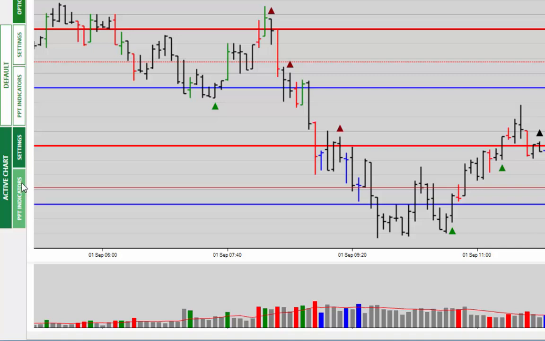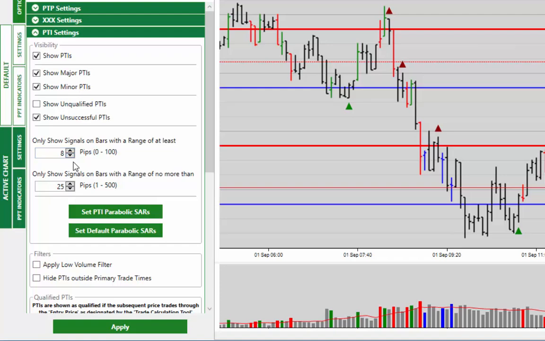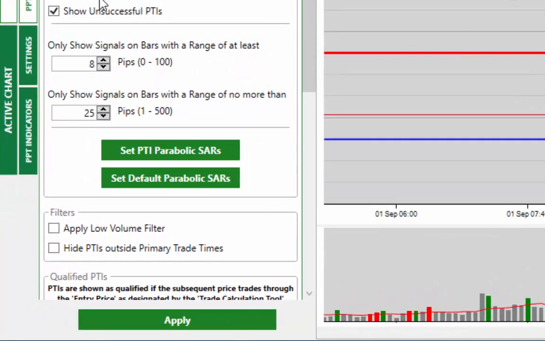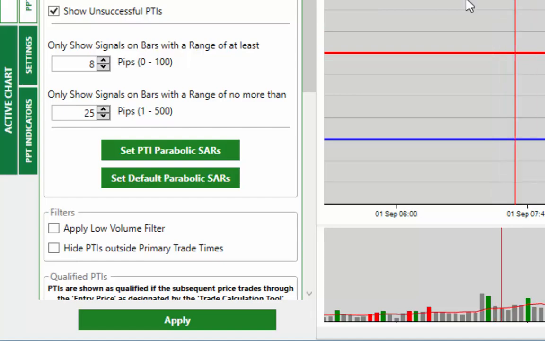The settings that I'm using, the only thing I've got altered is the PTI, and that is set to show minor, major, which is the blue and red lines, which is normal. And in the pre-market session, what I'm actually doing is keeping this set to 8 and 25, and I've removed the apply low volume filter and also hide PTIs outside of primary trade times, so that you can see, even though it's dark shaded grey, that would show the normal trading times.